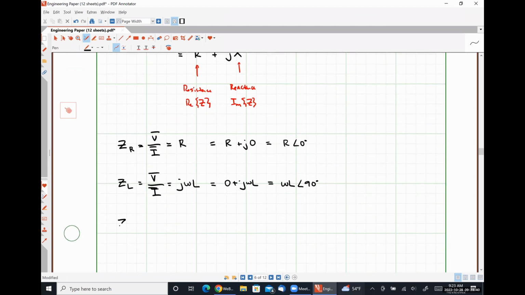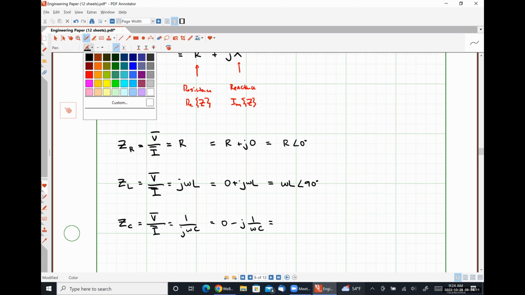And then finally down here, we'll have ZC, also the ratio of phasor voltage to phasor current. And this is going to look like 1 over jωC, which looks like 0 minus j times 1 over ωC in rectangular form. So 1 over j. Let me just show you guys here real quick.